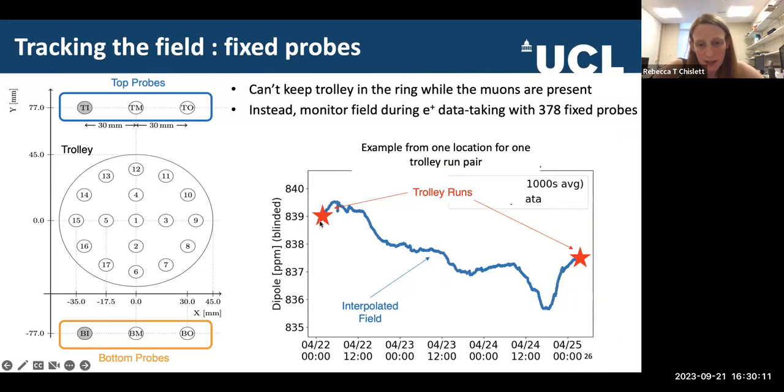So here you can see the trolley runs are the red points, and then you have the field that you interpolated between those 2 points using the fixed probes. So then you know the field across all time.